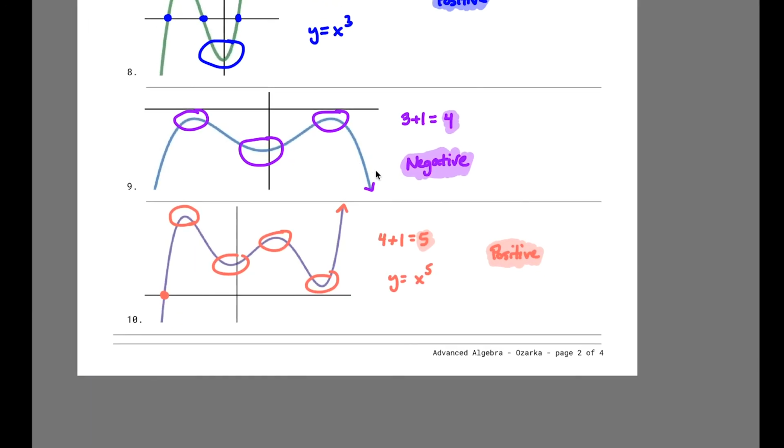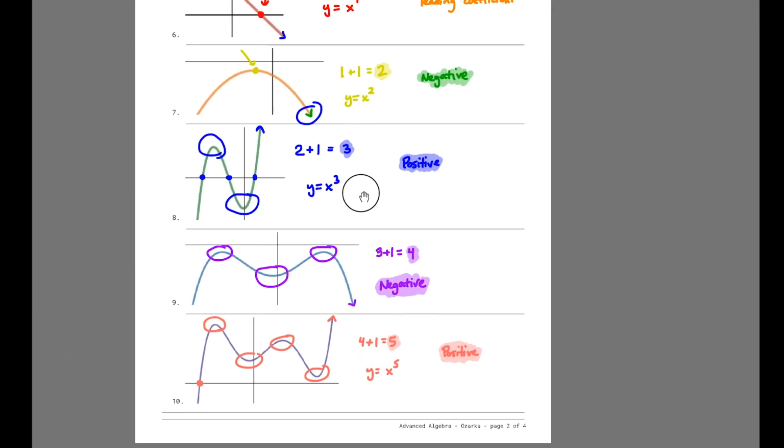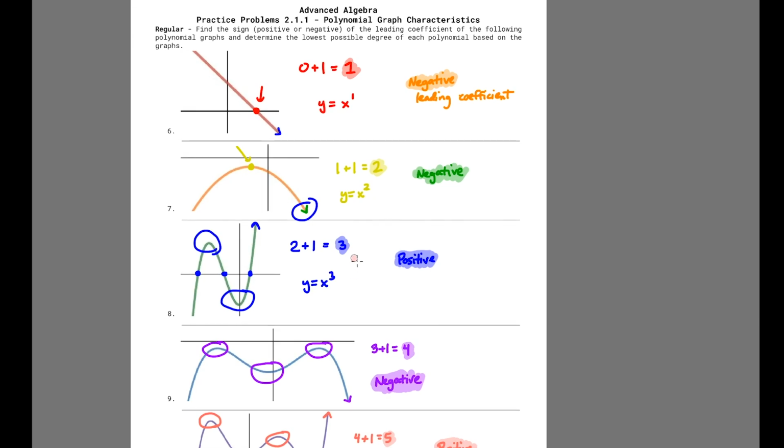All right, so those are some practice problems involving the graphing characteristics of polynomials. If you notice, I'm only asking for the sign of the leading coefficient and the minimum degree that it could possibly have. The next video, we're going to go into a deeper dive into the x and y intercepts for the graph characteristics. So if you have any questions about anything in this video, let me know.